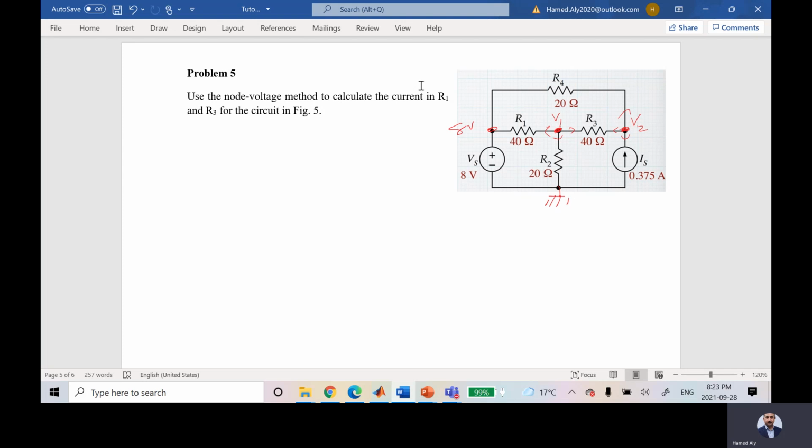So let us see this problem, problem number 5. He is telling me that he would like to calculate the current in R1 and R3. So if you would like to calculate the current here and there, I have to find the voltage V1 and V2. But again, I'm not saying summation of the current here is equal to 0 because I know that voltage. Am I right? So I'll say summation of the current for node 1 is equal to 0.